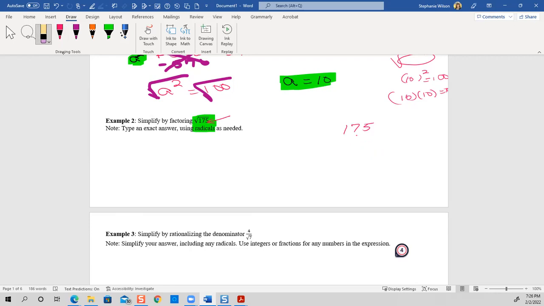Whatever works for you, but I'm going to make the tree. So I'm going to start with 5. 5 is going to be the prime number I want to use. And I want to see, will 5 go into 175? And if so, how many times? Yeah, 5 goes into 175 35 times.